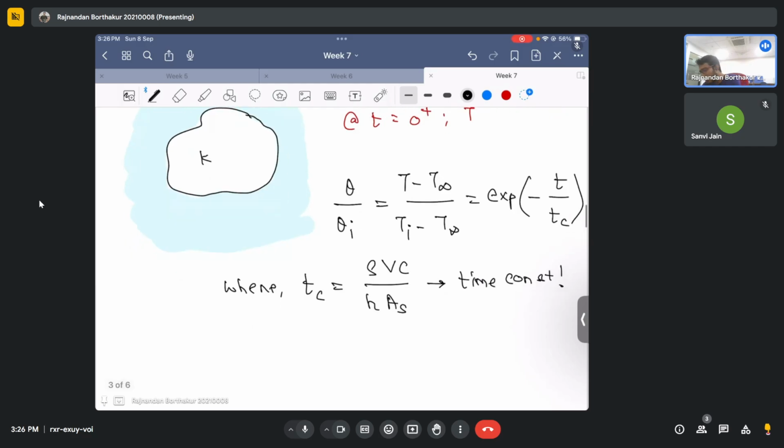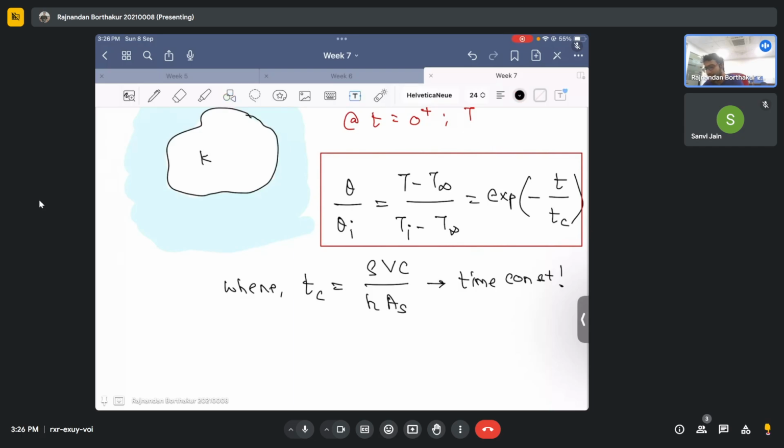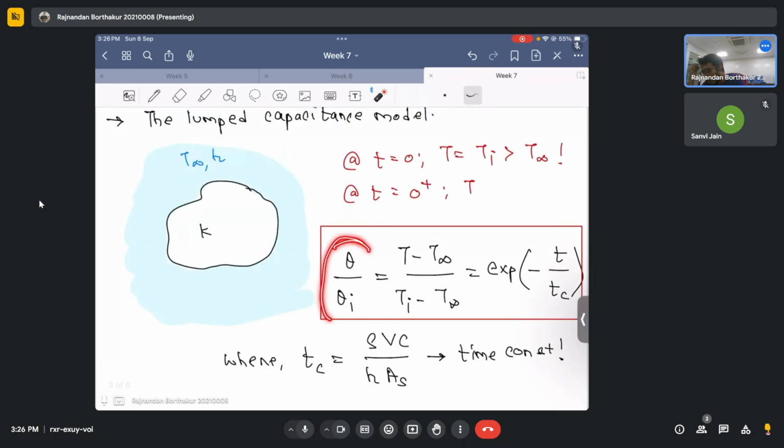And this was precisely the governing equation which governs how your temperature will vary with time in your lumped capacitance model. Theta by theta i or this temperature, these two are basically the same. You can see that your temperature is now just a function of time. It is not a function of space, and that's why this model is known as the lumped capacitance model, simply because you are assuming that the conduction resistance inside the body is very negligible compared to the convection resistance taking place between the body and the surrounding fluid.